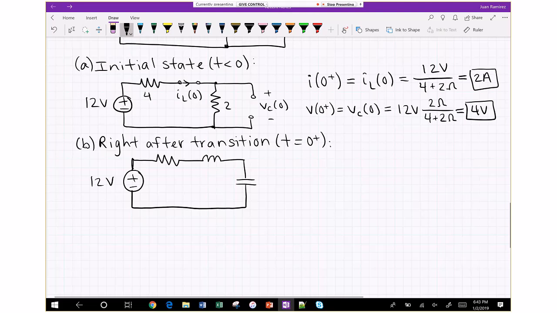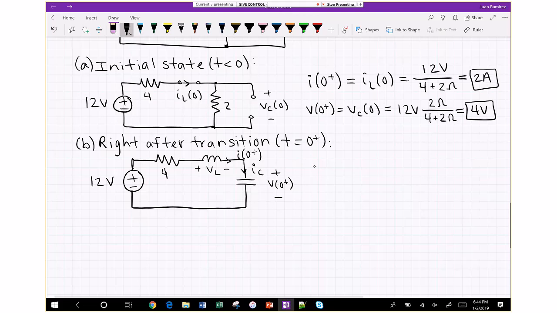What things do I know? I know that it's a 4-ohm resistor. I also know the inductor current, I(0+). We calculated that. I don't know the inductor voltage, VL. Do I know IC, the capacitor current? I actually do because it's in series with that inductor. So the capacitor current is the same as the inductor current, which we just calculated. Do I know the capacitor voltage? Yes, we just calculated that too. What things are we looking for? We're looking for the di/dt right after the transition and the dv/dt right after the transition.